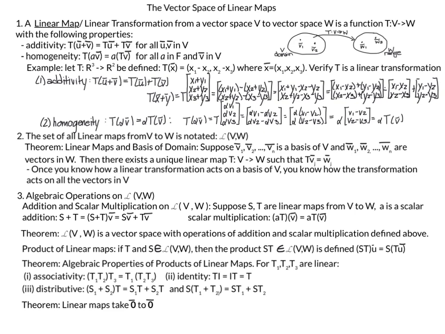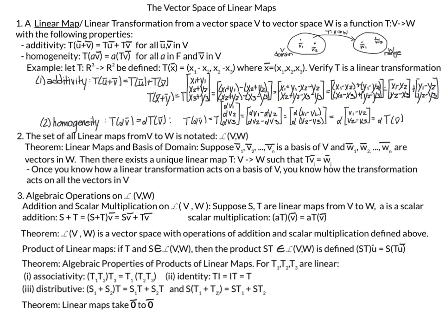The example we will do for this leads us to this side note here. Once you know how a linear transformation acts on a basis of V, you know how the transformation acts on all vectors of V, since all vectors of V can be written as a linear combination of the basis vectors.